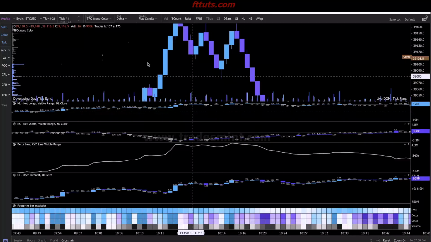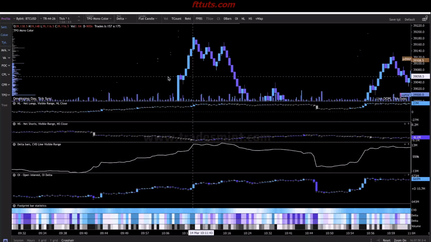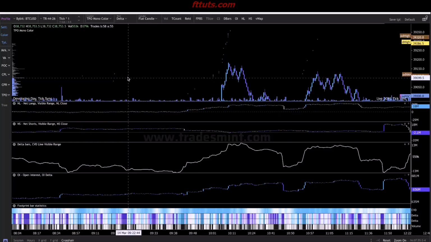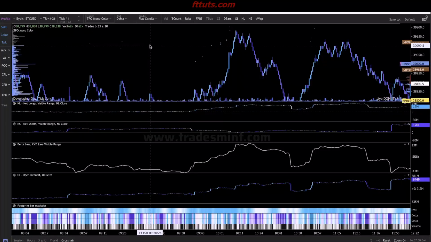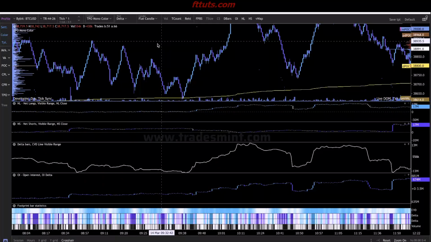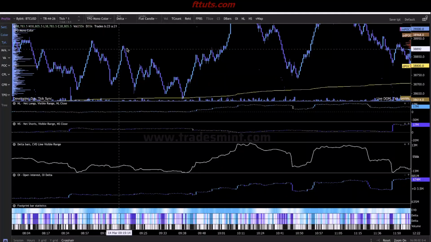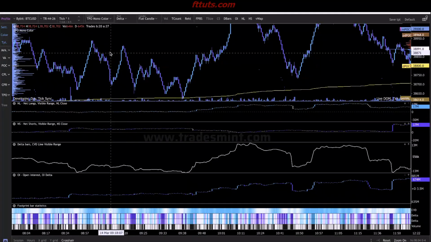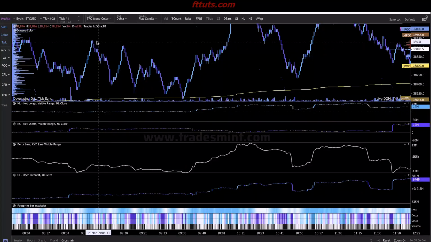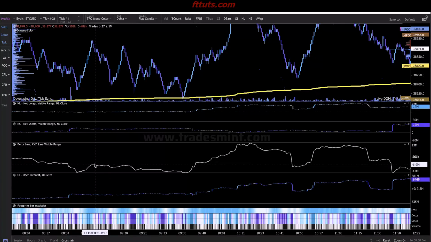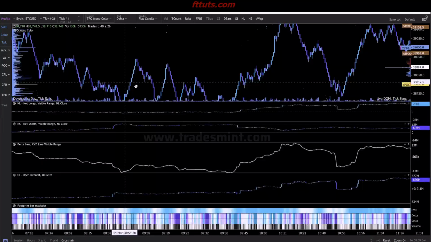Let's see if I can find another instance of the longs being totally out of steam. Again, when we see that 100%, that is showing us that the longs are in fact out of steam. Let me see if I can find another short. That was not technically one.